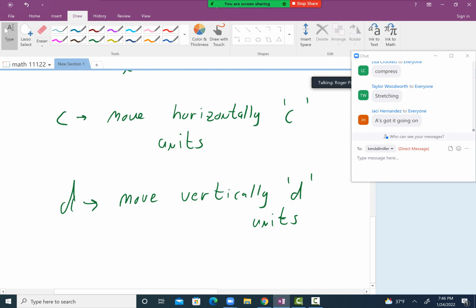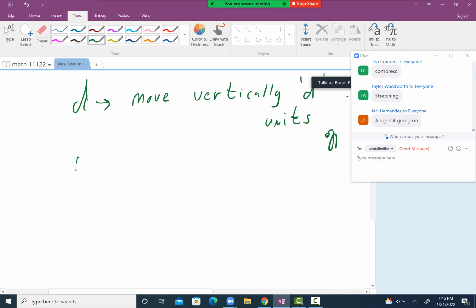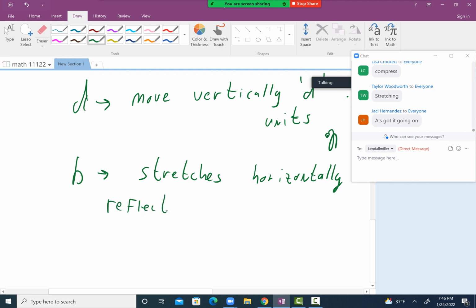So what does B do? B stretches horizontally, reflects over the y-axis when B is less than 0. Okay, so that's what B does. So now you know.